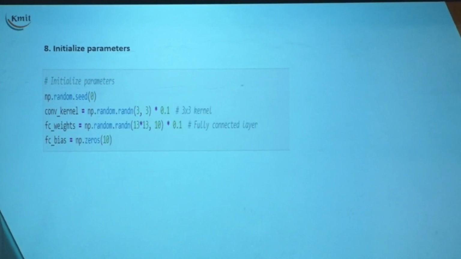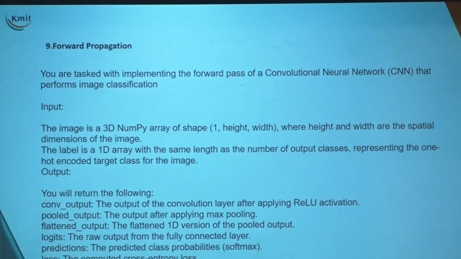We have to initialize the parameters here. This is something new for the image matrix, and then we'll go for forward propagation. Is that clear? So directly switch on to step 9. Steps 1 to 8 we have already covered in the previous exercises, so I don't want you to waste time working on the same. Directly switch on to step 9 and start working on forward propagation. Please read the instructions that we have given carefully.